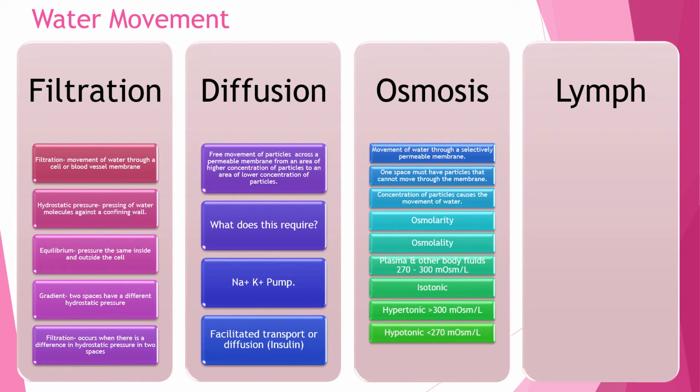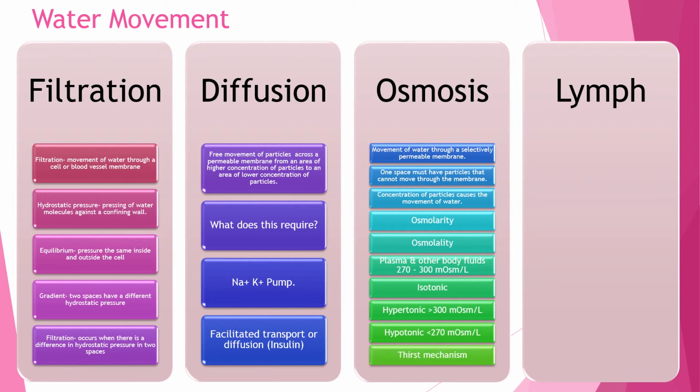Fluids with osmolarities of less than 270 milliosmoles per liter are hypoosmotic or hypotonic. Hypotonic fluids have a lower osmotic pressure than isosmotic fluids, and water is pulled from the hypoosmotic fluid space into the isosmotic fluid space.